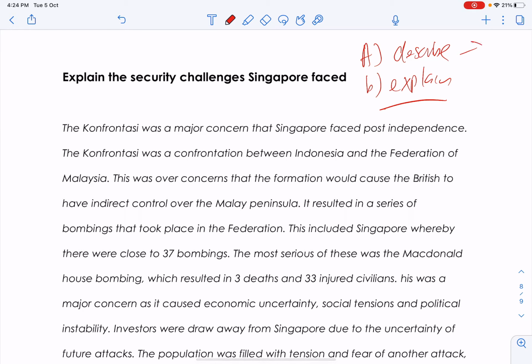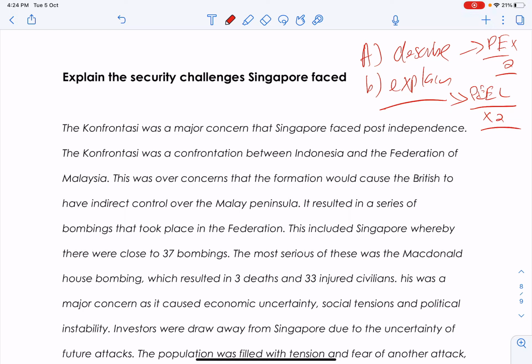Basically for describe, right, all you need is 2 paragraphs of PE. Point, elaboration, that's all you need. But for explain, you need point, elaboration, explanation and link. Then you need 2 paragraphs, which means you need 2 main points for each question. Whether it's describe or explain, you're going to need 2 main points.